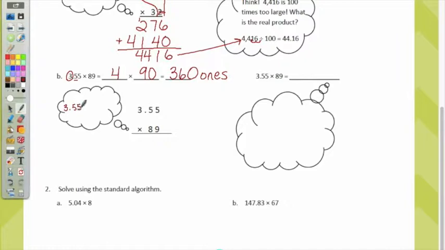355 times 100 equals 355. Good. So I didn't have enough room to write it across like they did because I write too big, so I just put it underneath. All right, so let's do the problem, and then we'll talk about the next thought bubble.